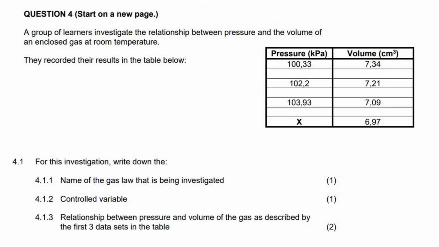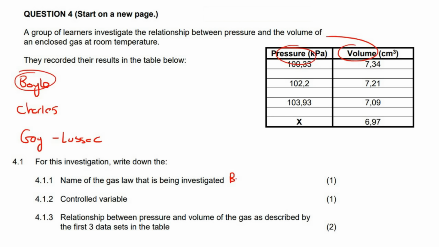Okay, so we have 3 gas laws in grade 11. We've got Boyle, Charles, Gay-Lussac. The one that deals with pressure and volume is Boyle's law. Okay, so that is Boyle's law. Okay, what is the controlled variable?